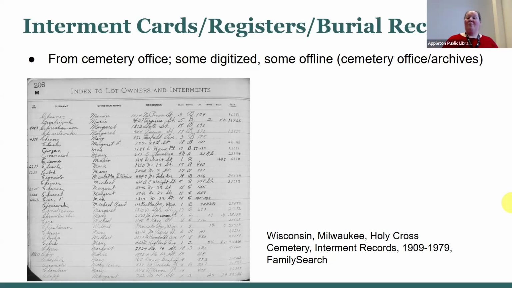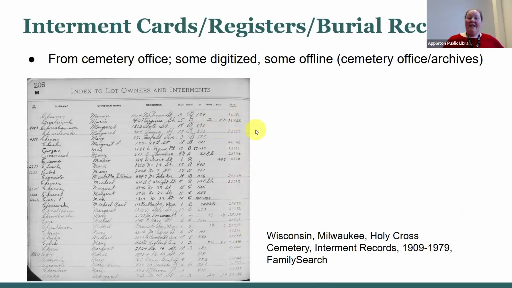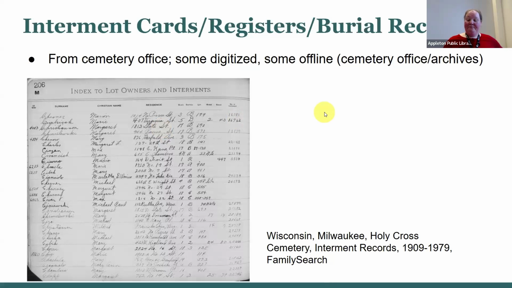So here's an example from Milwaukee of the Holy Cross Cemetery interment records that are available on Family Search. So again, you can see what lot number they are, their surname, their first name, their residence, some more detail on what block and section and lot number they are in the cemetery, what grave number they might be, and then the number of interments that they were. So again, some basic information, but this might be the key to seeing who's buried around them and how they might be related, what their last residence was, things like that.